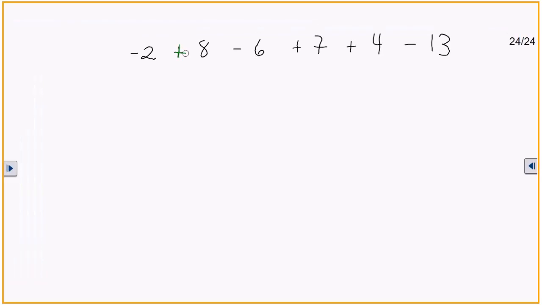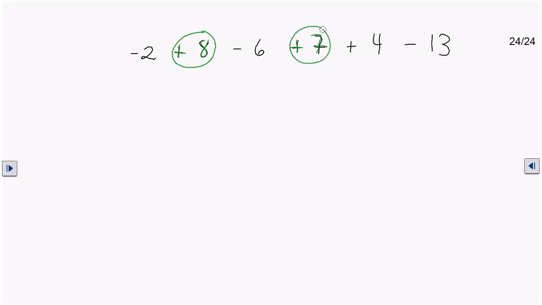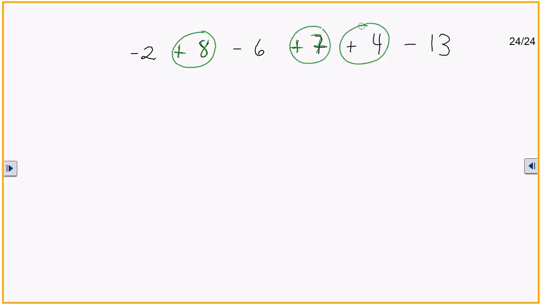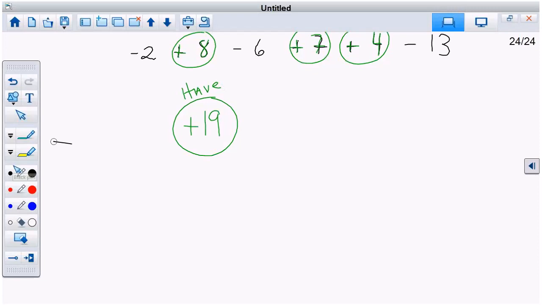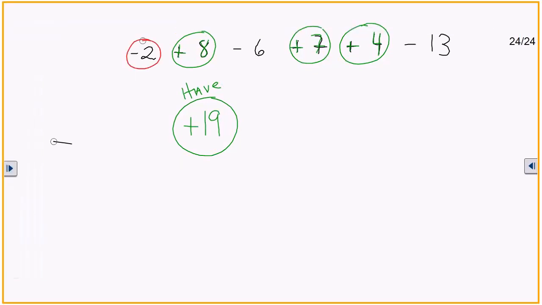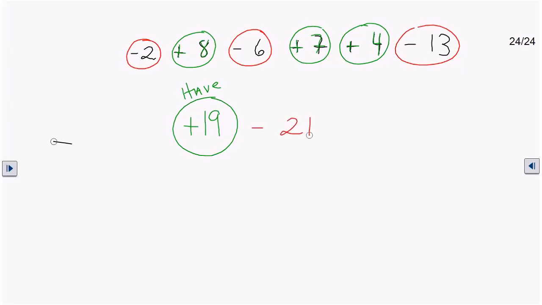Plus 8, that means I have. Plus 7, that means I have. Plus 4 means I have. So let's add that in our head. 8 plus 7 is 15, and plus 4 is 19. So I have $19. Now take my red out. I owe $2, I owe $6, and I owe $13. So that's 19 right there, and 21. I owe $21.